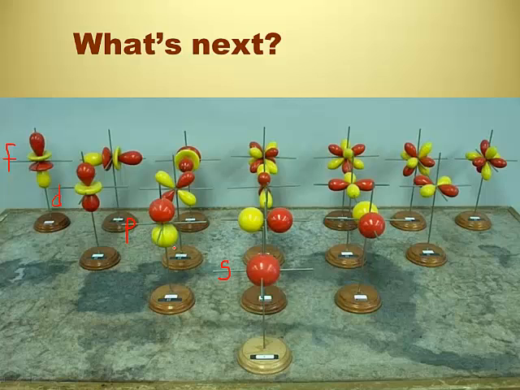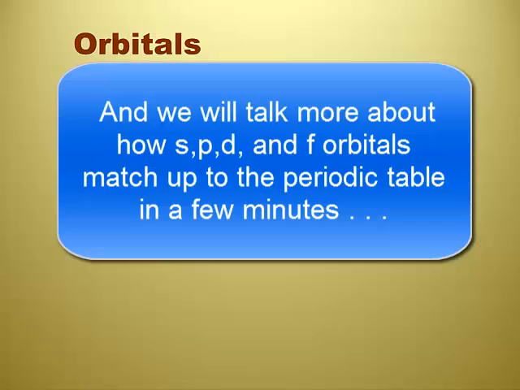And they go on further than that, Mr. Kane, but we only go up to F because it correlates to the periodic table. Oh, that's right. There are S, P, D, and F blocks on the periodic table. Yep. I think we've talked about that in class. Yep, we have. All right.